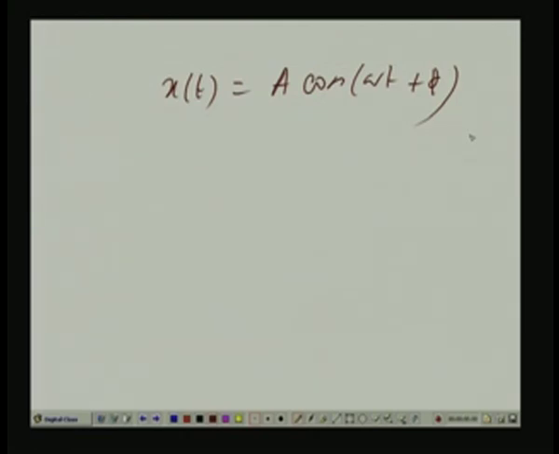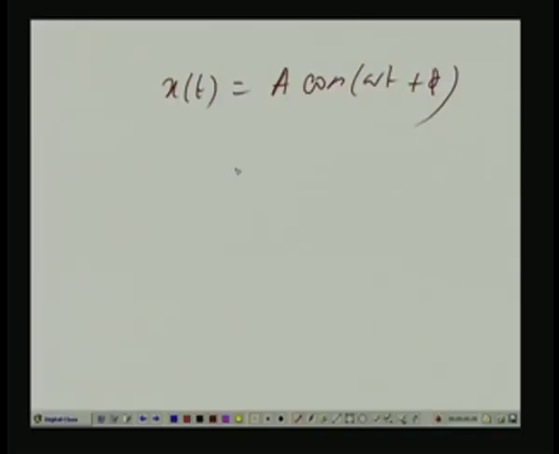Next time a and phi change, you get another waveform. But the nature of the waveform still remains sinusoidal. In this case, this waveform, I will not call it regular, because this random process is completely described by just a few random parameters, a and phi; omega is fixed. So, if a and phi are given to you, you know what it is.